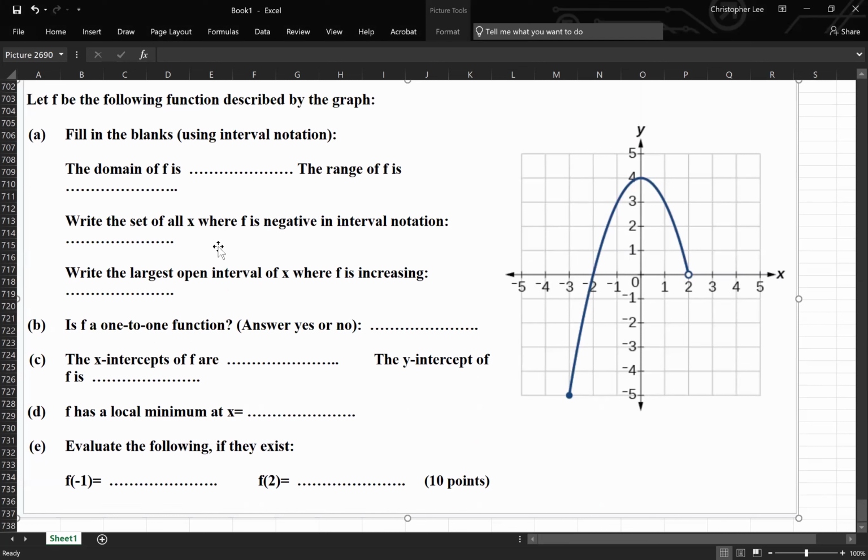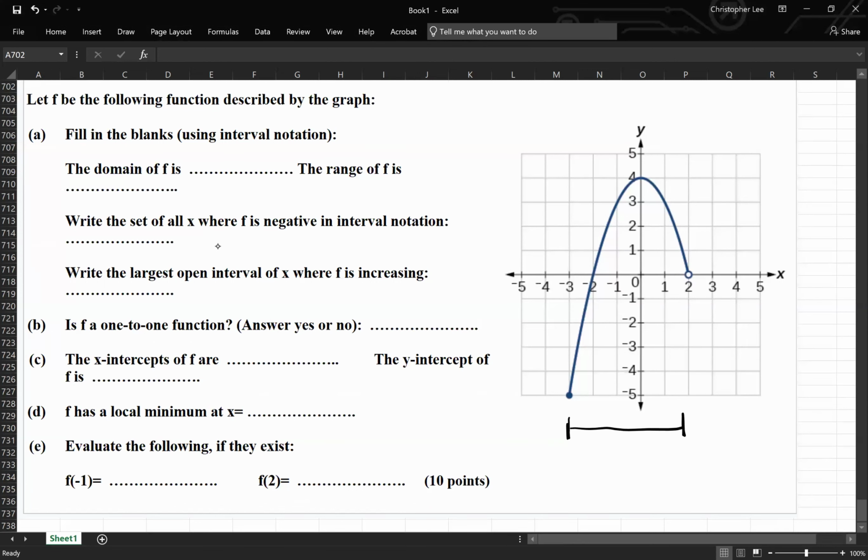So it says, let f be the following function described by the graph. It says fill in the blanks, right? What is the domain of this graph? So the domain, right? It's the x values. So I'm going from here to here, right?